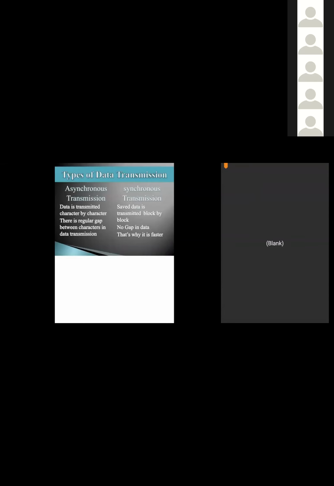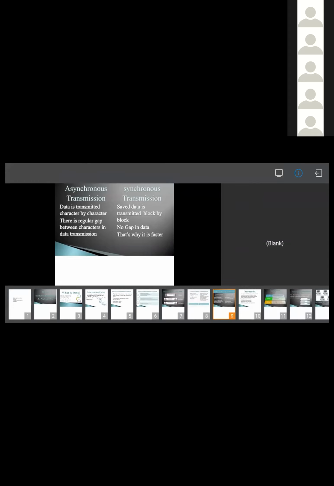Types of data transmission: asynchronous data transmission and synchronous data transmission. In asynchronous data transmission, data is transmitted character by character. There is a regular gap between characters in the data transmission. In synchronous transmission, data is transmitted block by block. There is no gap in the data, that's why it is faster.